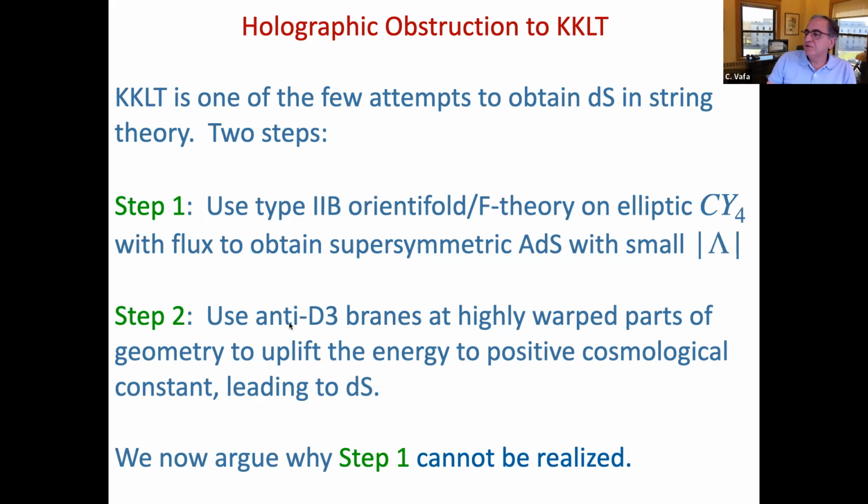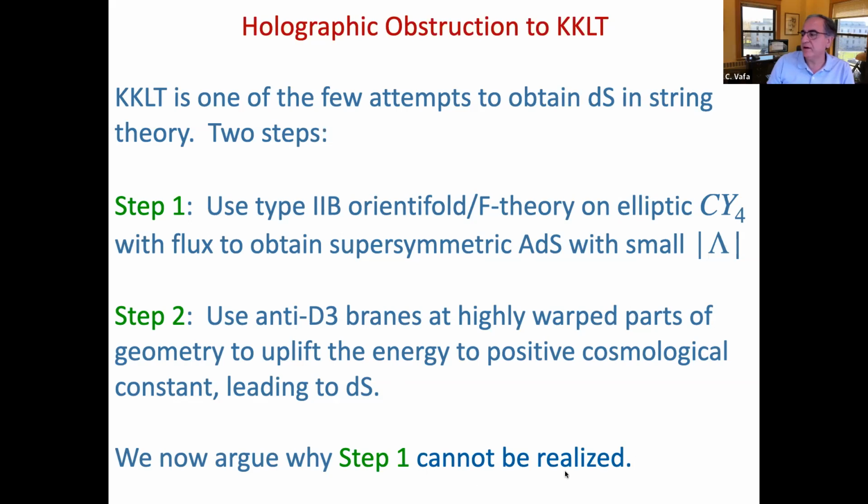The second step would be to use anti-D3 branes at highly warped parts of the geometry to uplift the energy to a positive cosmological constant, leading to de Sitter. It was typically believed that the first step was not necessarily too hard to do. For the second step, it was useful to make lambda really, really small, and people focused on step one just to see if they could get a small lambda, so that step two would be easier. But step one was not actually critically reviewed, in the sense of whether this is actually possible or not. And this is what I'm going to discuss here.